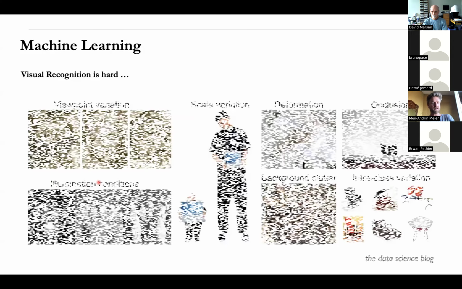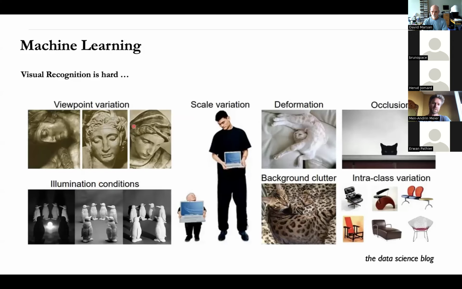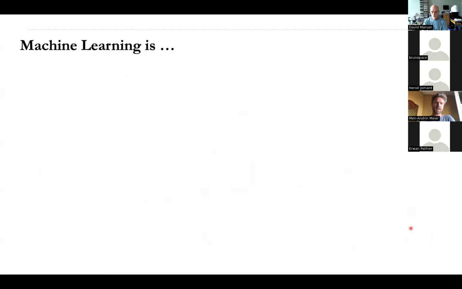In fact, visual recognition is very hard because of all this variation that you can have of one and the same object. You could have different perspectives, different illumination, different scales, different deformation. The object could be hidden. There's a lot of intra-class variation, so different cats can look very different, and so on. So there are a lot of reasons why this is very difficult, and before deep learning algorithms, people were really struggling to make good object recognition algorithms.